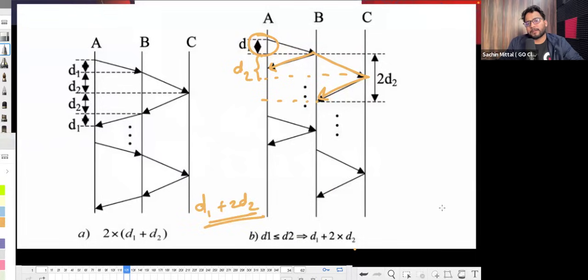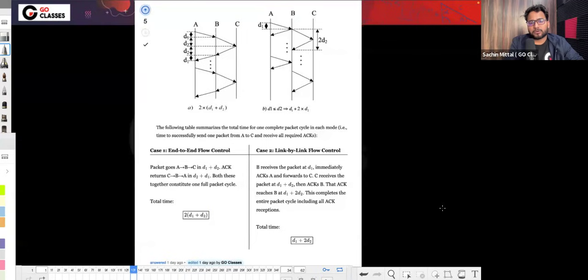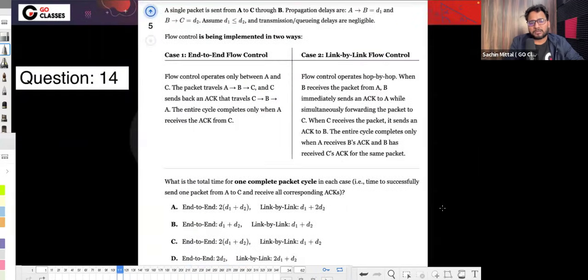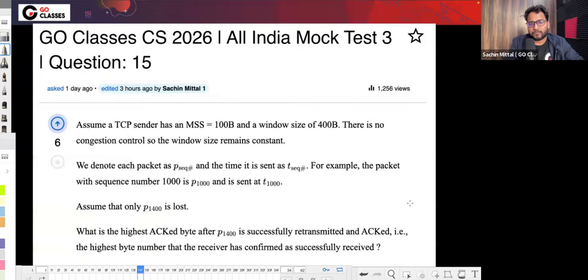I hope you understood. Okay. So it was an easy question. I think for this question, A is the correct answer, right? Now let's see this question.